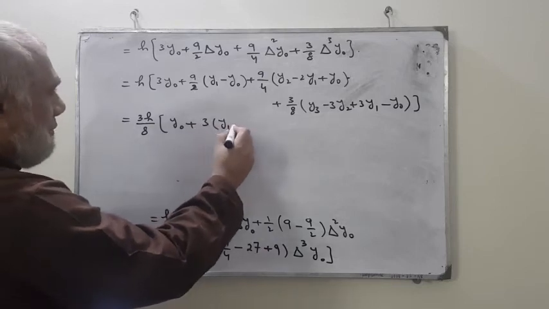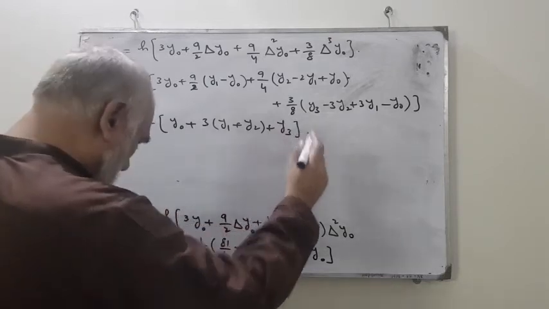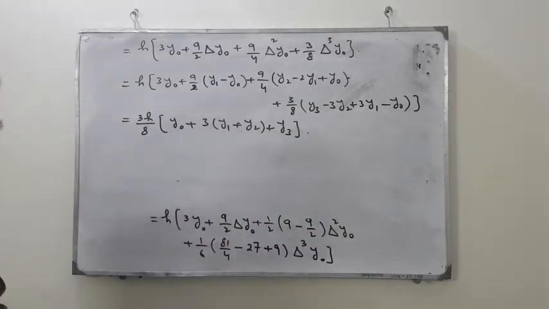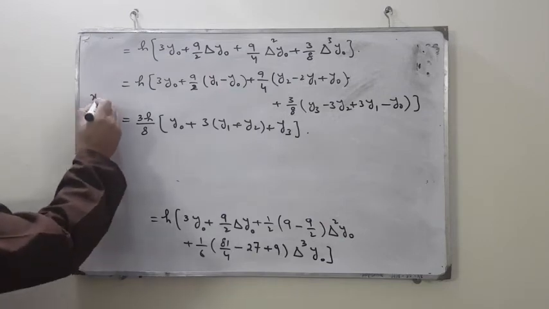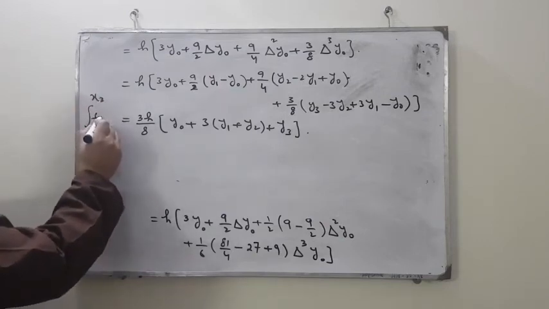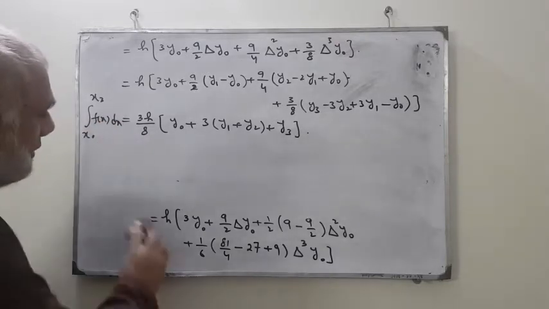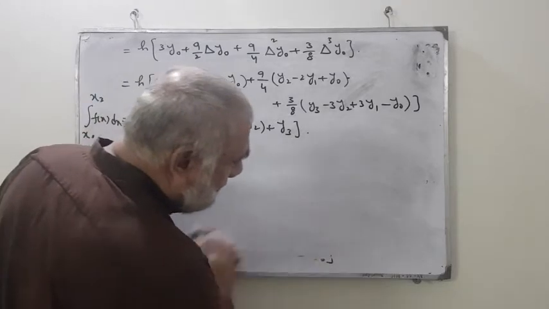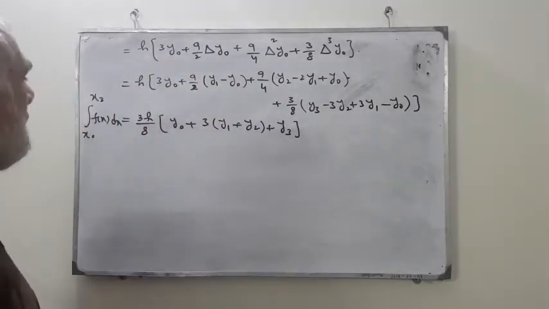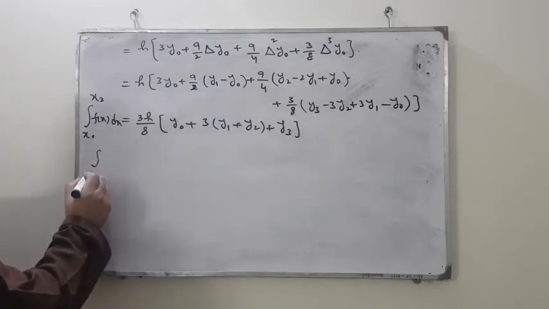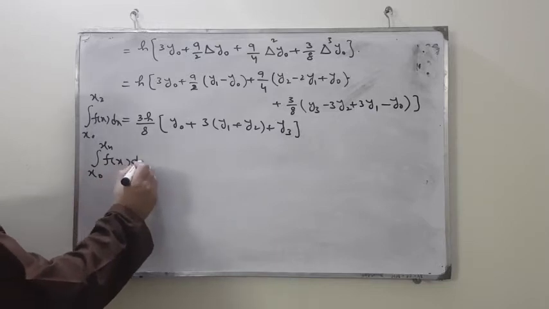plus 3 times y1 plus y2 and y3. So here this is the result for the integral starting from x0 and going to x3 f(x) dx. And as we have been doing in the previous two cases, to extend it for the entire domain, we can extend this result for the entire domain of x0 to xn f(x) dx.